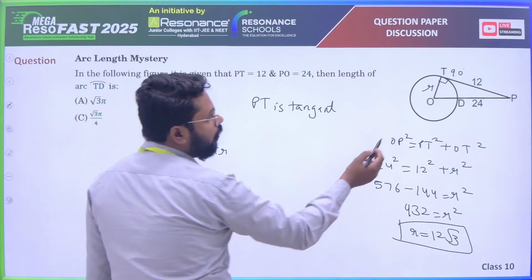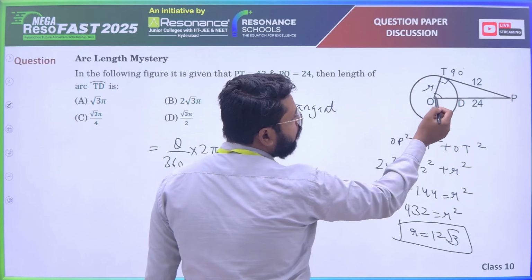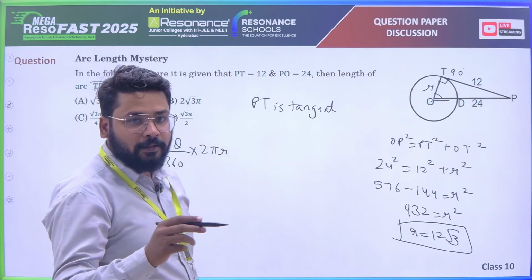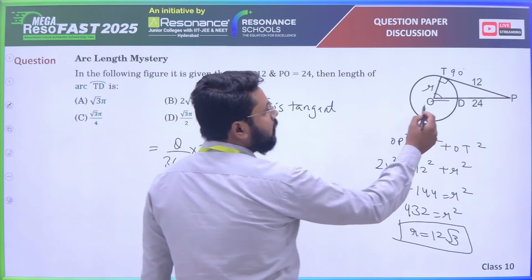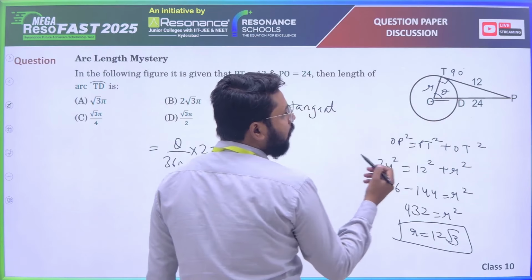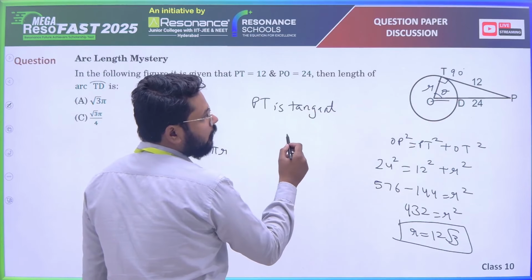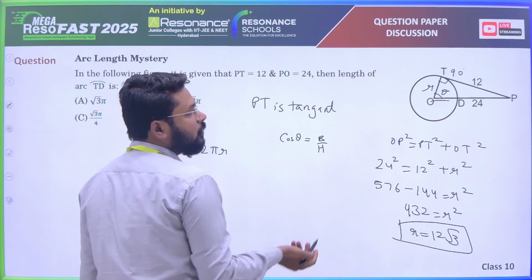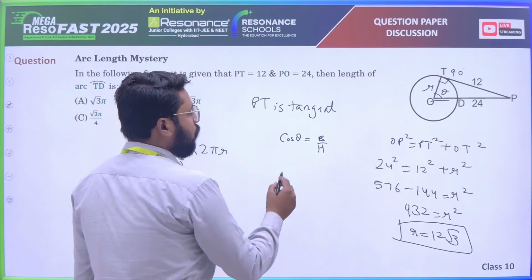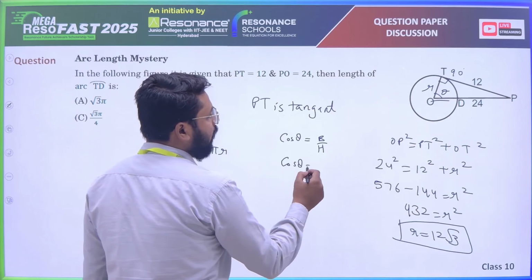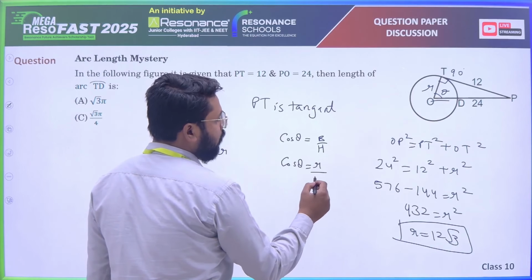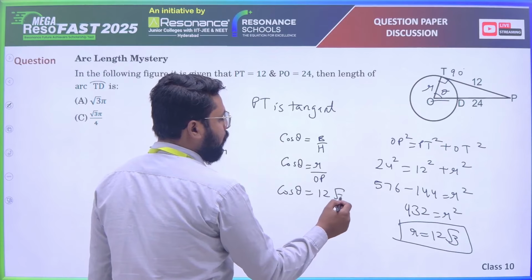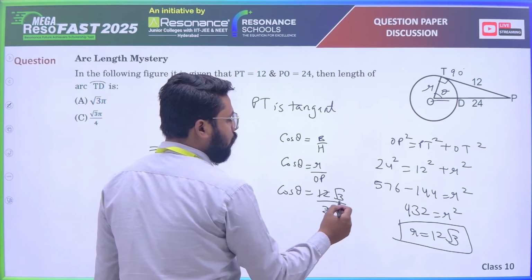The angle is not given. If you see, this ODT is a sector. So this angle we need. Let us take this angle as theta. In this triangle, cos theta is B by H, or either you can use sine also. So cos theta, base is our radius and hypotenuse is our OP. So cos theta is 12 root 3 by 24, that is root 3 by 2.